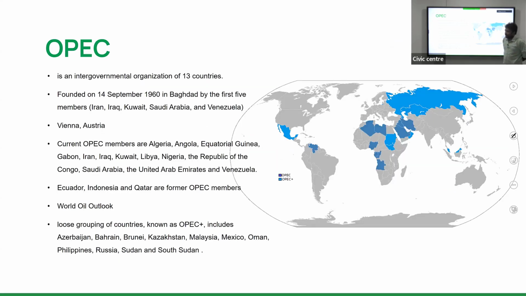Next is OPEC, the Organization of Petroleum Exporting Countries. It consists of 13 nations. Its headquarters is at? Yes, Vienna. As I said, if the number of organizations is more than single digit, don't remember them, but remember its headquarters is at Vienna. Can we say Austria is also a member of this OPEC? No, Austria is not a member of this OPEC. It releases the World Oil Outlook.